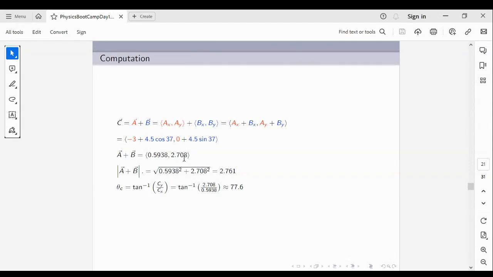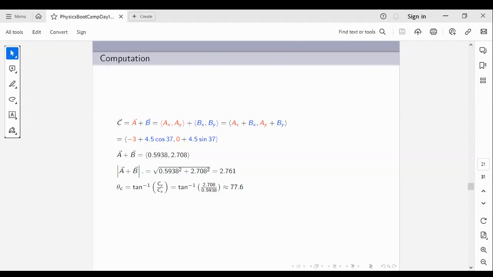And if we wanted to find the magnitude of C, we would just use the Pythagorean theorem, which is related to the dot product, which we'll get to later. And of course, if you wanted to find the angle, you do your usual tangent inverse. Of course, you want to be mindful of where it is. And in this sense, it's in the first quadrant, which makes sense that it would have an angle of less than 77.6 degrees.